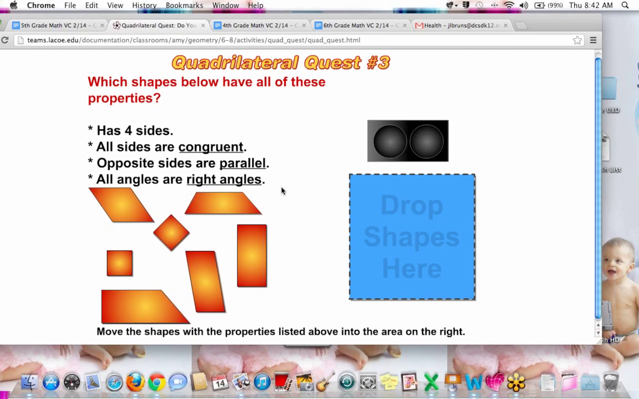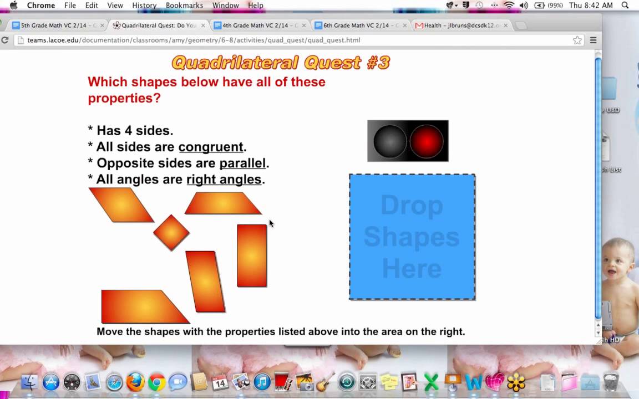Okay, it's going to get a little harder. We are looking for shapes with four sides. All of the sides are congruent. Opposite sides are parallel. And all angles are right angles. Lucas, tell me one of them. Square. Okay, very nice. Actually, this one is a little easier because of this last requirement. Go ahead, Sierra. The rectangle.